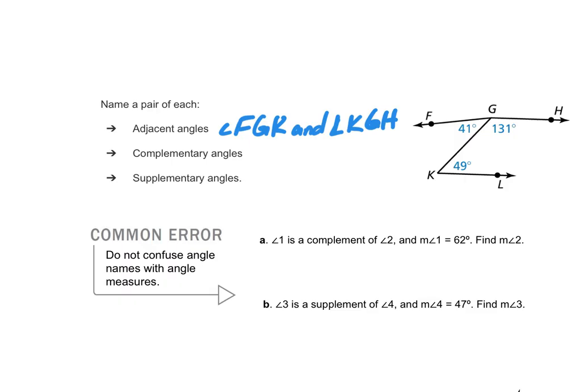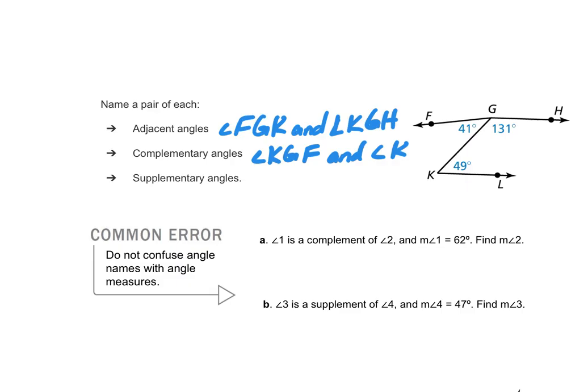KGF, okay, or FGK, okay. And down here, can I call this one angle K? Yeah, because it's the only angle at angle K. There's no other angle there. So if I wanted to, I could just say angle K. That'd be the quickest and easiest way to name it. Okay. I also could call it GKL or LKG.